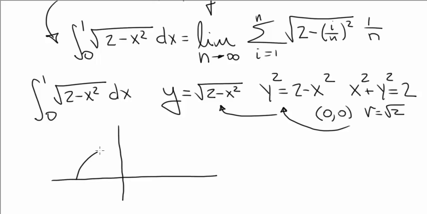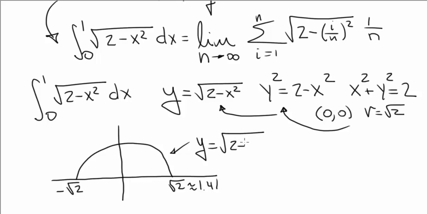And here is the upper semicircle. Its radius is the square root of 2, so this is minus the square root of 2. This is the square root of 2, which is approximately 1.41. This is the graph of the upper semicircle, y equals the square root of 2 minus x squared. And we're integrating from 0 to 1. So it is this region, the integral. This integral is just the area of this shaded region that you see right here.